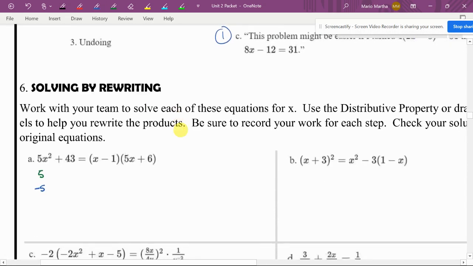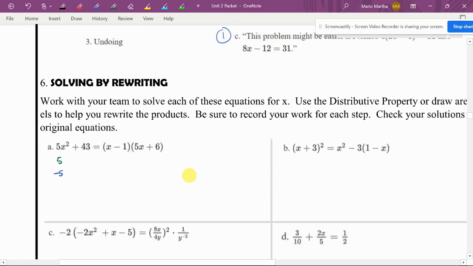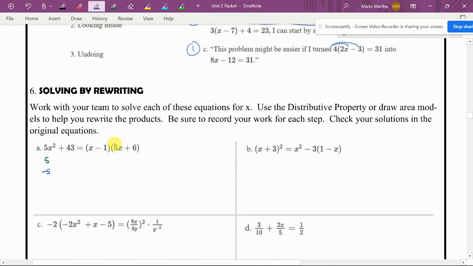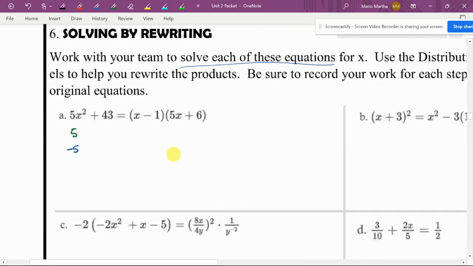All right, so let's look at the next set of problems. We have work. We want to solve each equation for x. It says use the distributive property or draw an area model to help you rewrite the products. Be sure to record your work for each step. Check your solutions in the original equation. We have a little bit of work done already there, but we can take that off.